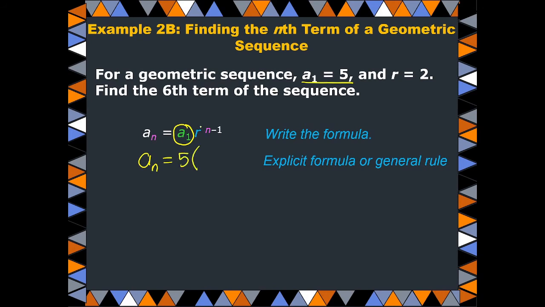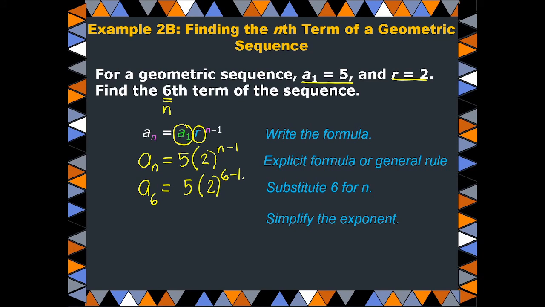Multiply this. What is the common ratio equal to? Sir, it is 2. So substitute 2 there. N minus 1. Now, what is the value of n? Sir, the value of n is 6. So let's solve. Substitute 6 for n. So this becomes a sub 6, which is equal to 5 times 2 raised to 6 minus 1. Now, let us simplify the exponent.